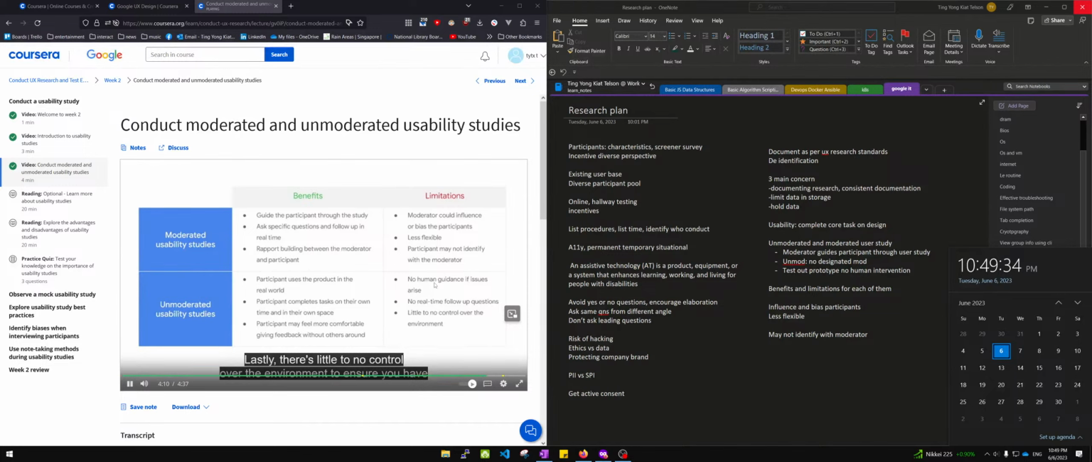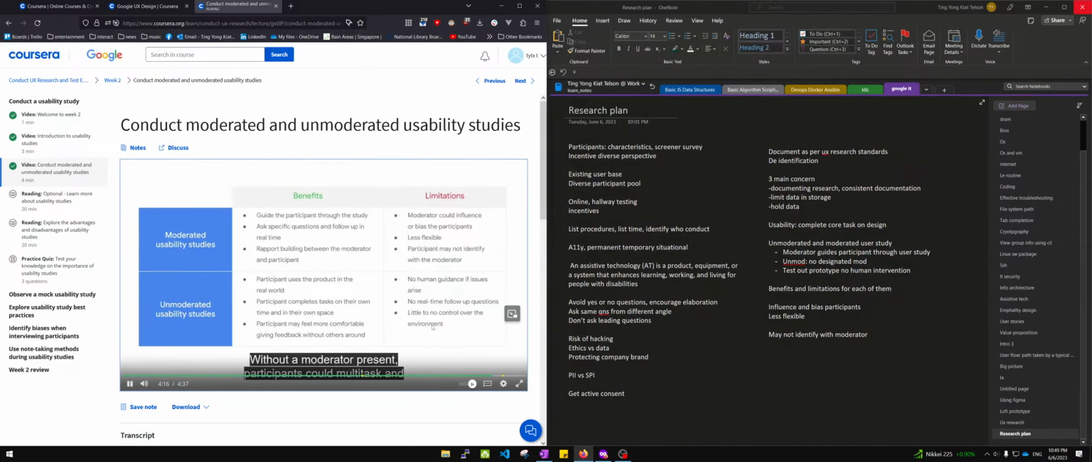Lastly, there's little to no control over the environment to ensure you have the participant's full attention. Without a moderator present, participants could multitask and not be focused on the key activities in the study.